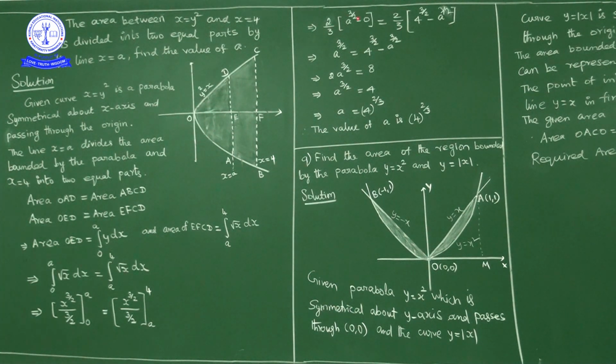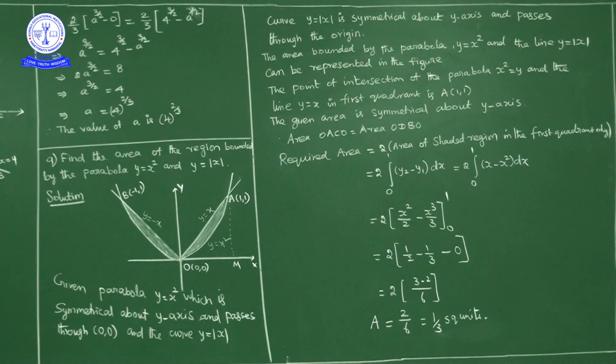So what we have, a power 3 by 2 is equal to 4 power 3 by 2 minus a power 3 by 2. Write this term this side, 2 times a power 3 by 2 is equal to 8. 2 cancel on both sides, a power 3 by 2 is equal to 4, a is equal to 4 power 2 by 3. That is the value of a. Value of a is 4 power 2 by 3.